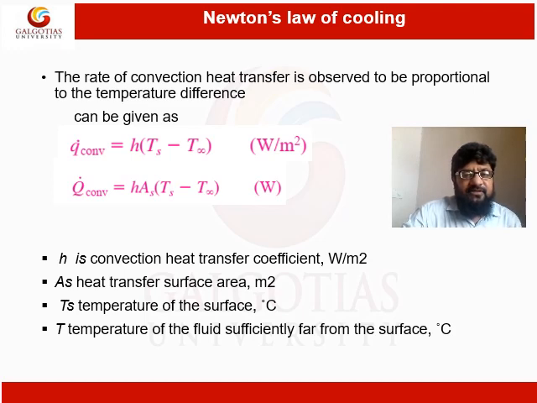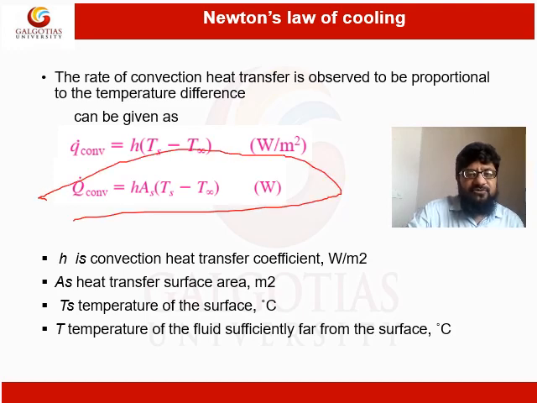So to calculate the heat transfer rate, it has to be multiplied by the exposed surface area. So Q dot convective can be given as h A_s (T_s minus T_infinity), where A_s is the heat transfer surface area over which the heat transfer through convection is taking place.